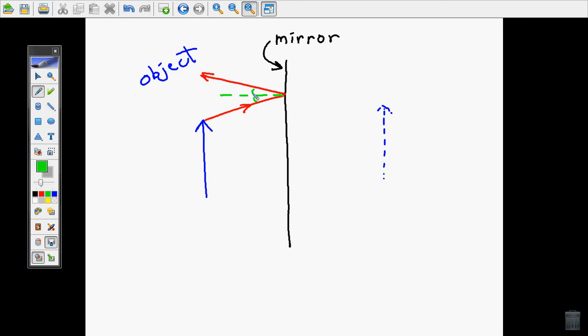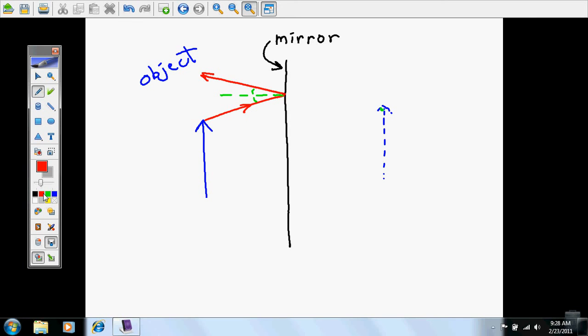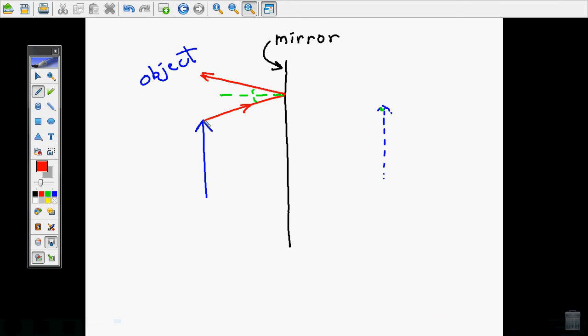And notice, I know that when I extend it backwards, it should go back to the head of my image. So when I extend this back, it should go back to the head of my image. And then I'm going to take another light ray, and that light ray reflects off the mirror, goes up that way. And once again, that light ray would also obey the law of reflection.